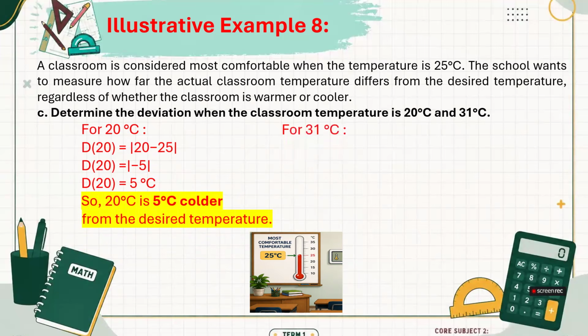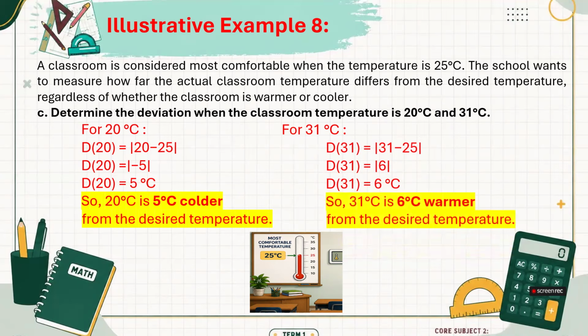Now, for 31 degrees Celsius, obviously we will use d of 31. So 31 minus 25 is 6. So therefore, the absolute value of 6 is also positive. So d of 31 is 6 degrees. So 31 degrees Celsius is 6 degrees warmer than the desired temperature.